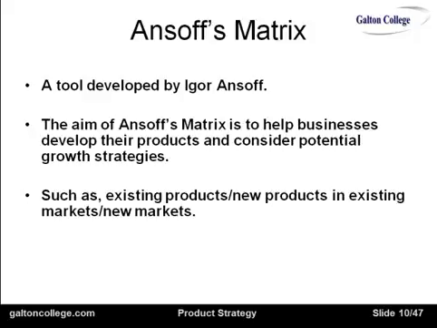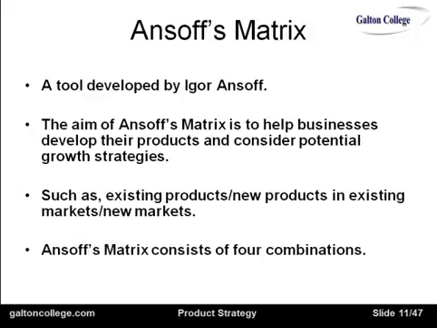So, what way to move? To stay with the existing product, develop a new product, stay in existing markets, or try to get into new markets. So there are different strategies that can be looked at. And Ansoff's Matrix really consists of 4 combinations. The 4 combinations we've already suggested here by looking at existing products, new products, existing markets and new markets. So we have got a sort of 4-fold division there.